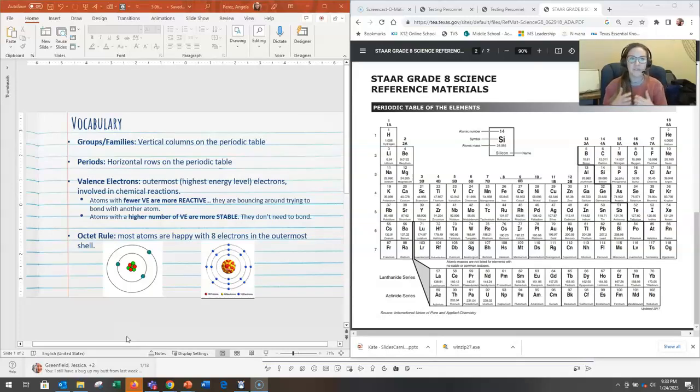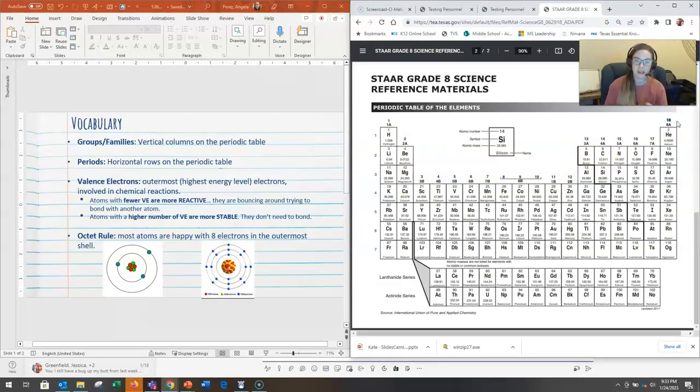So remember, groups and families. Those words can be interchangeable. They're the vertical columns on the periodic table. If you look at your STAR 8th grade science reference materials, the periodic table that you're given there, they're already numbered for you. So you've got 18 different columns, all the way over to 18. Those are the groups and the families.